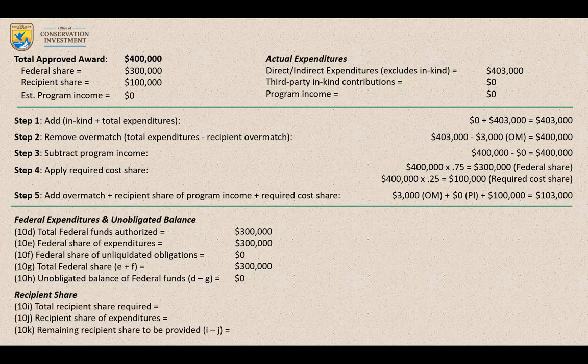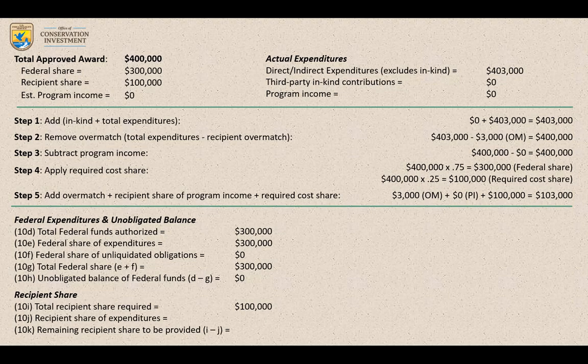Fields 10I through 10K provide information about the recipient share of expenditures and any remaining recipient share to be provided as of the reporting period end date. For 10I, the recipient identifies the total recipient share required. This amount is $100,000 and comes from Field 11N on the Grant Solutions Notice of Award.